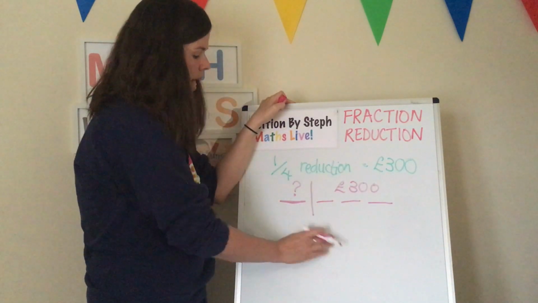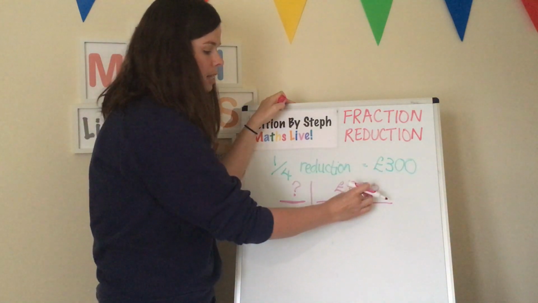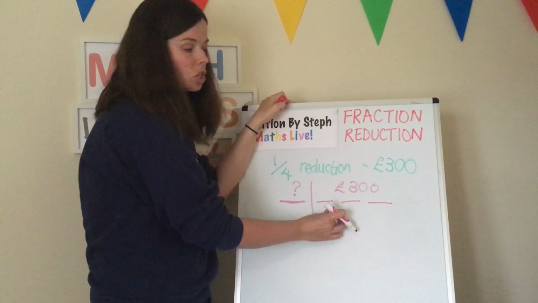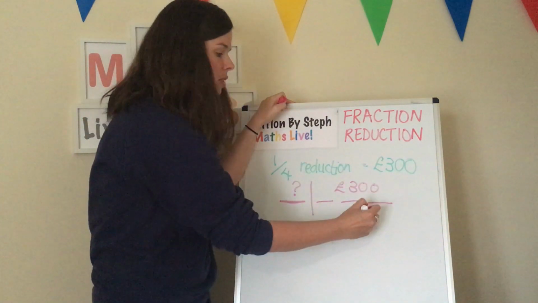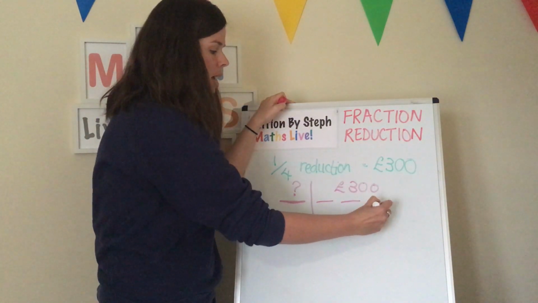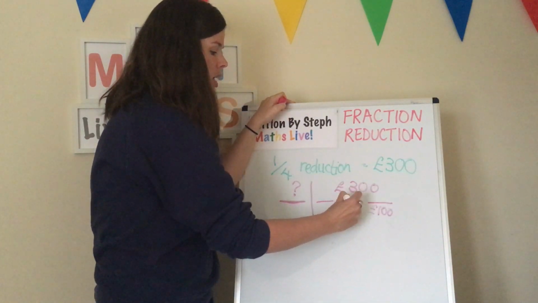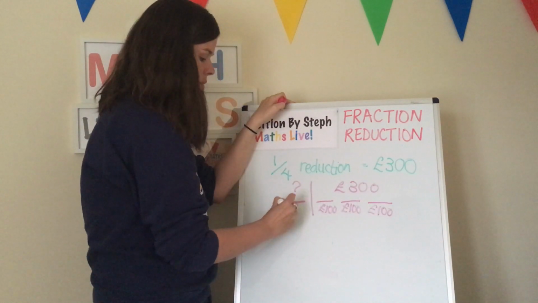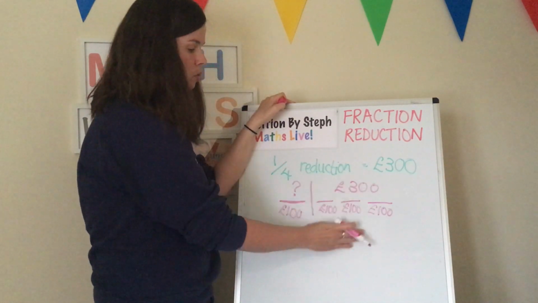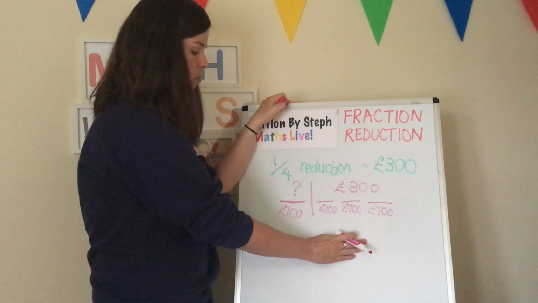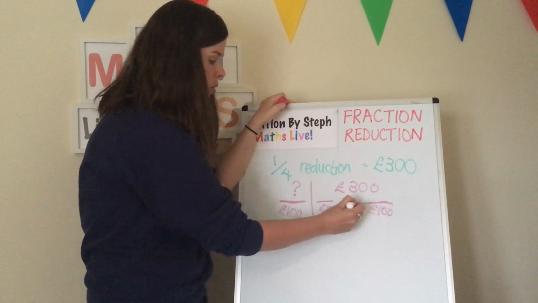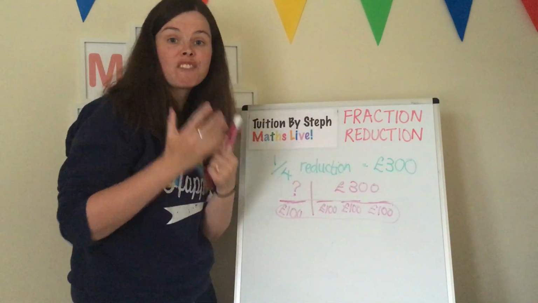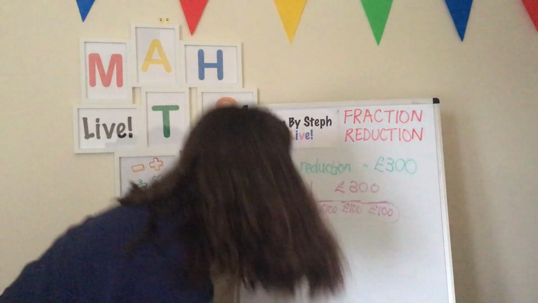£300. Now, to find 1/4, let's split that 300 up into those 3/4. So we need to divide it by 3. If we divide 300 by 3, that means that each of the quarters must have been £100. So if it was reduced by 1/4 and is now £300, in total, you add all those amounts up, it must have originally been £400.